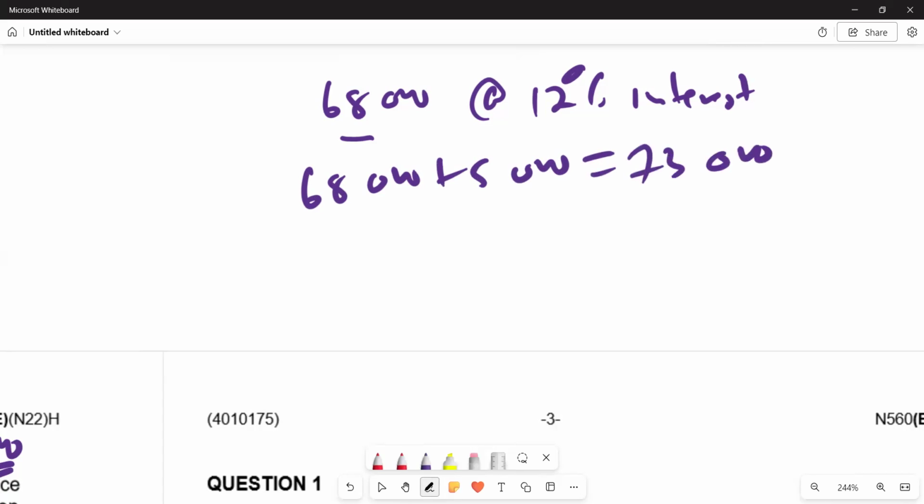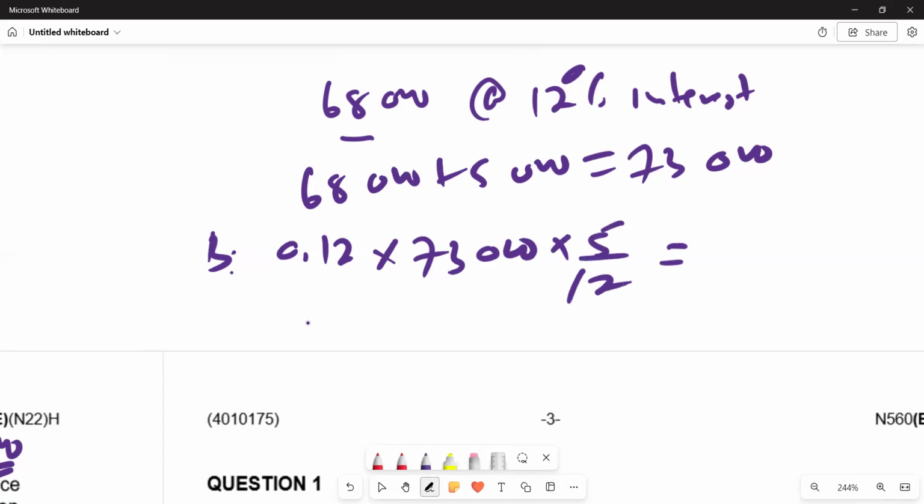So to calculate before reduction, the percentage that is given, 12% as a decimal, is 0.12. And then we multiply by 73,000. And then we make a proportion of months before reduction. Remember, we counted that it is 5 months, so we multiply by 5 over 12 to get the interest before reduction. So let's just calculate it by saying 0.12, you multiply by 73, you multiply by 5/12.